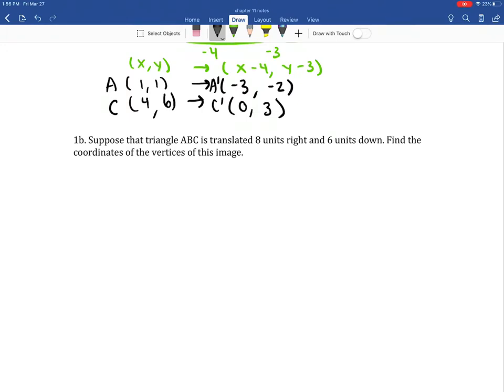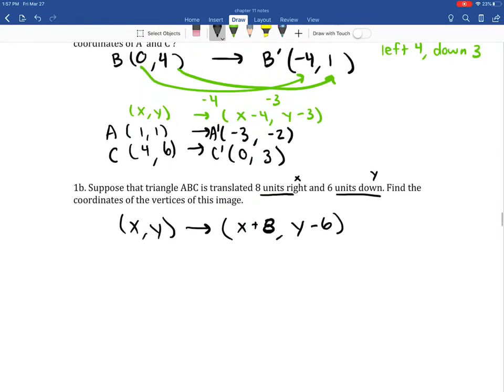Suppose that triangle ABC is translated 8 units right and 6 units down. Find the coordinates of this new image. So let's use the words and write it as an equation. 8 units right is going to give me an x direction, and right is positive, so that means I'm adding 8 to my x. 6 units down is a y direction, so my y is going to subtract 6.